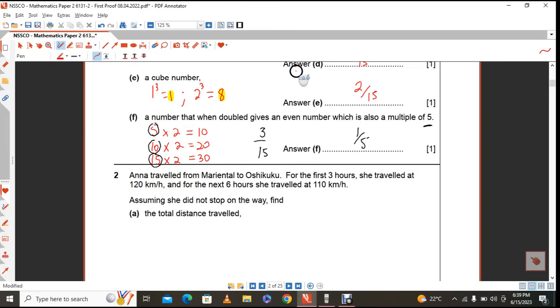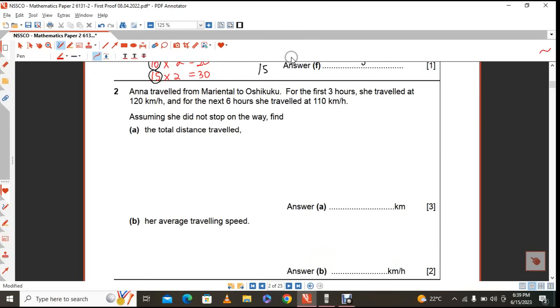All right, so that brings me to the second question. Anna traveled from Marinto to Oshikoku. For the first 3 hours, she traveled at 120 kilometers per hour. So that will be her first part. We can say that is part 1 of her journey. So what do we know? We know that in the first part, she did 120 kilometers in 1 hour. That is obviously the speed.